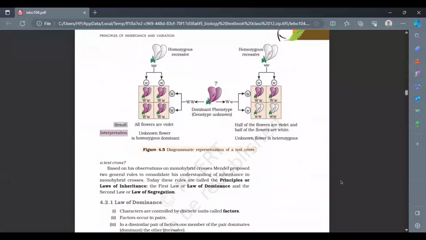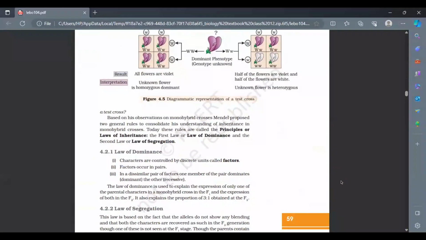Let us go to one more thing. These laws proposed by Mendel consolidated his understanding of the inheritance of the monohybrid process. Today, these laws are known as the principles of inheritance. Obviously the first law is the law of dominance. What does the law of dominance say? They have given it in 3 points. Just remember these 3 points.